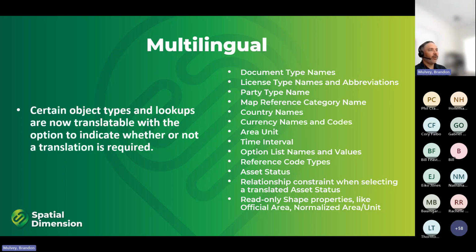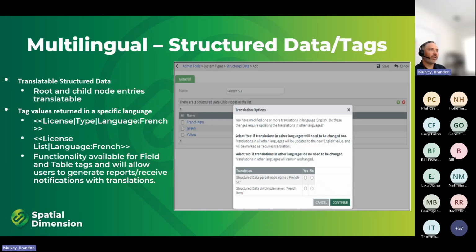to indicate whether the translation in that language needs to be updated in the other language. Or if that update of the word or term that the user is updating doesn't need to be carried over into the other language, the translated language can remain the same. But over on the right are the object types and lookups that can be translatable now. And in the next slide, I'll go over that prompt of what the user sees.